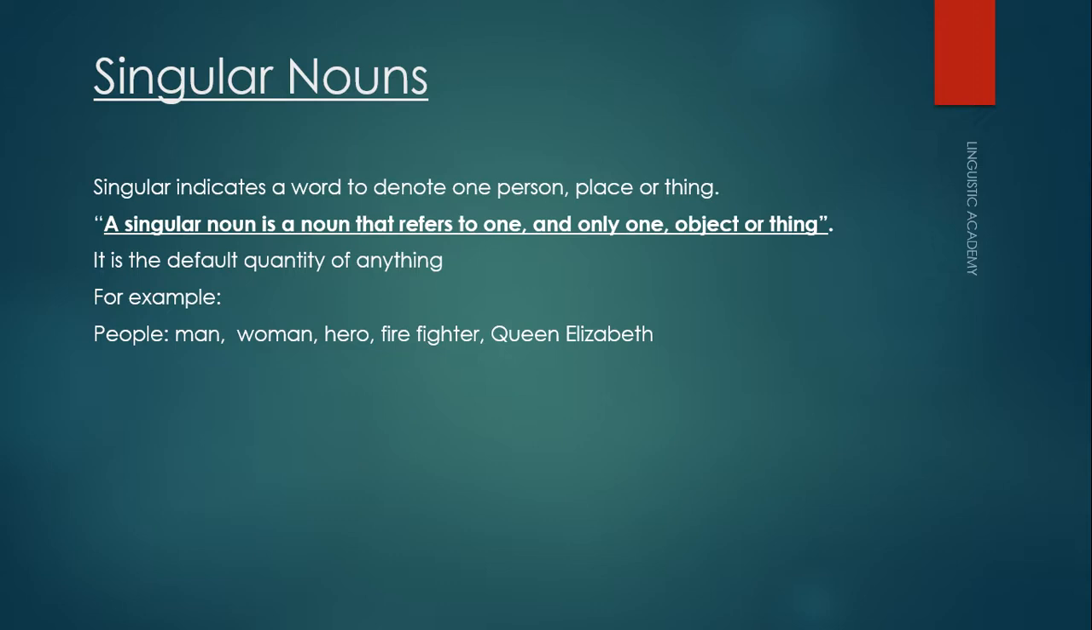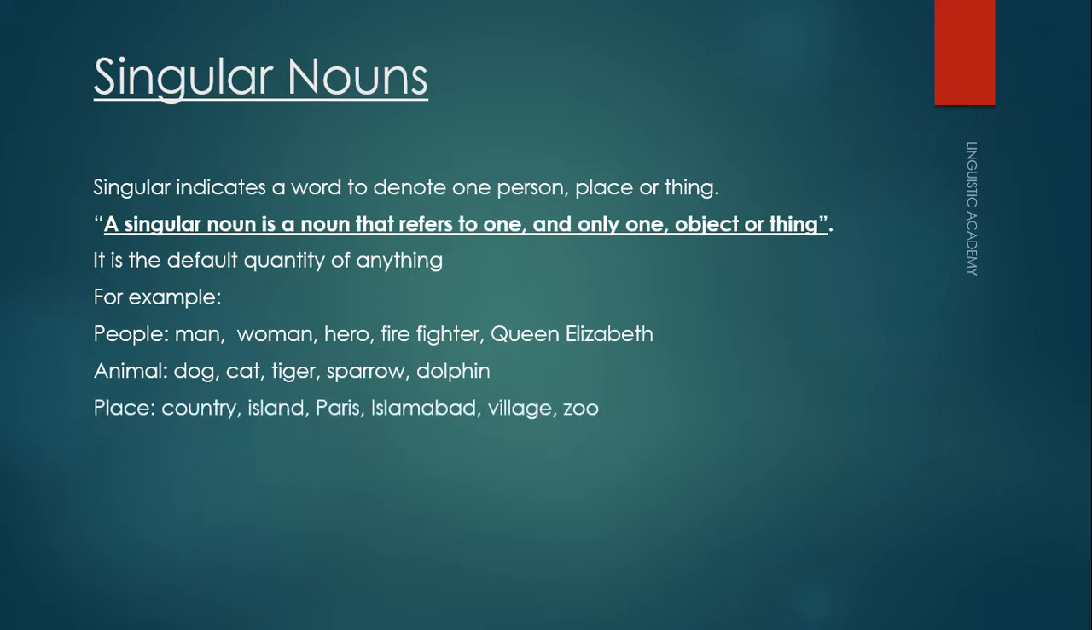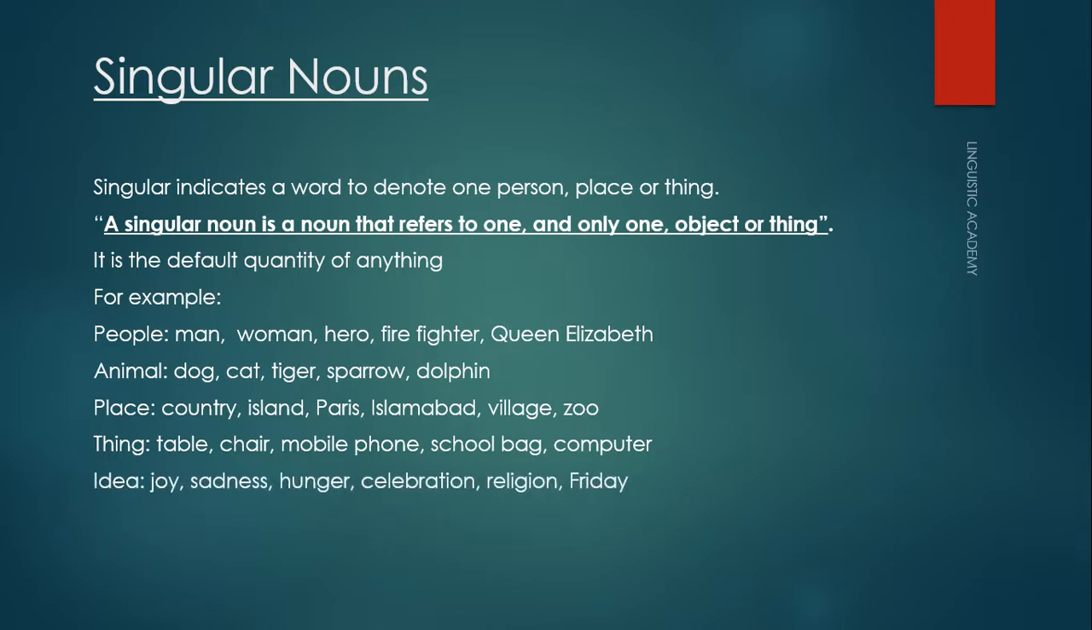firefighter, Queen Elizabeth. Animal like dog, cat, tiger, sparrow, dolphin. Place like country, island, Paris, Islamabad, village, zoo. Thing like table, chair, mobile phone, school bag, computer. Idea like joy, sadness, hunger, celebration, religion, Friday.